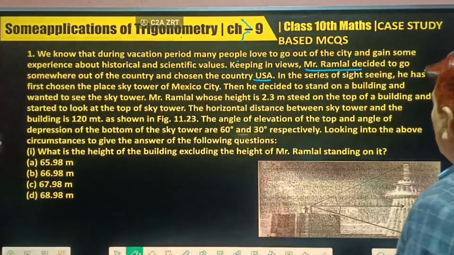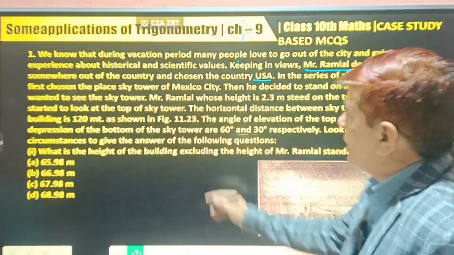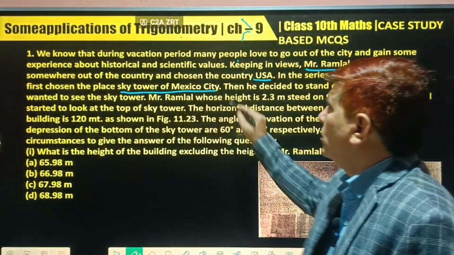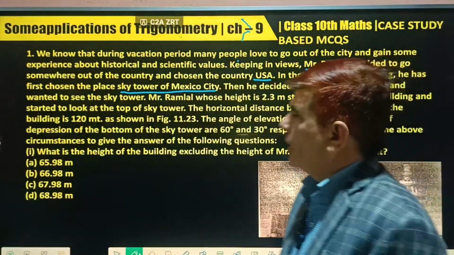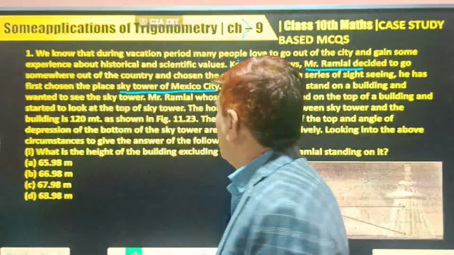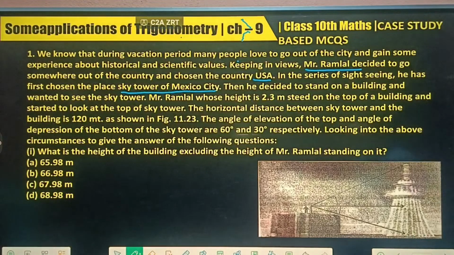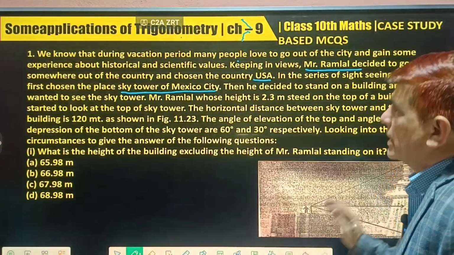In the series of sightseeing, he first chose the Sky Tower of Mexico City. There is a city, Mexico, in the USA. So that person chose a particular place in Mexico, the Sky Tower. Then he decided to stand on a building and see the Sky Tower.